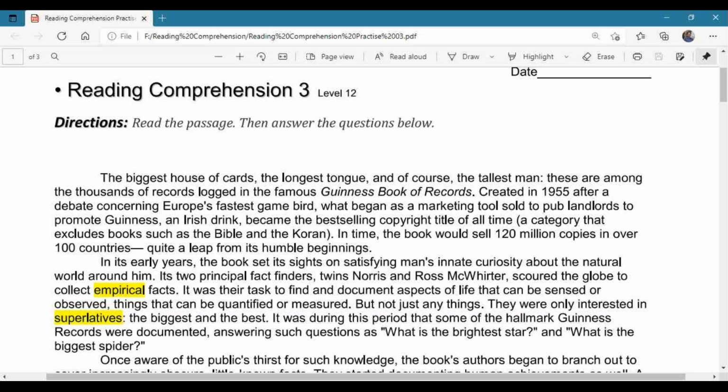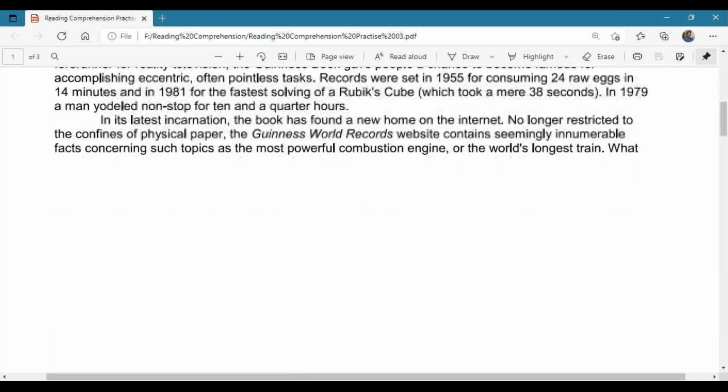So this is the way you should be able to understand the easy way of solving reading comprehension. Now you can open that reading comprehension practice 3. What questions do you think we need to work on first?